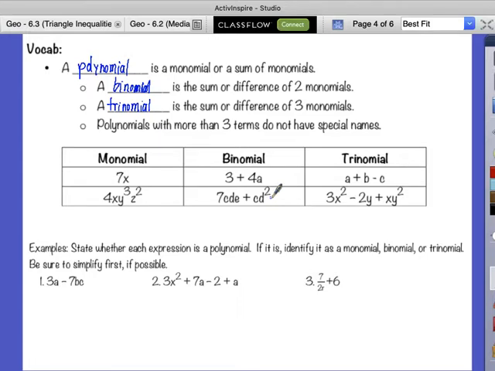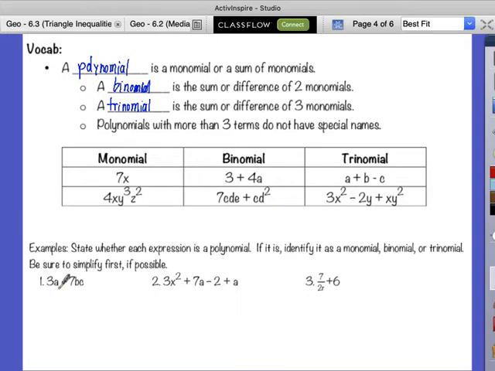I love it. Okay. So, state whether each expression is a polynomial. If it is, identify it as a monomial, binomial, or trinomial. Okay? So for it to be a polynomial, it has to be made up of a monomial or multiple monomials. And then identify it as a monomial, binomial, or trinomial, and be sure to simplify first if possible.